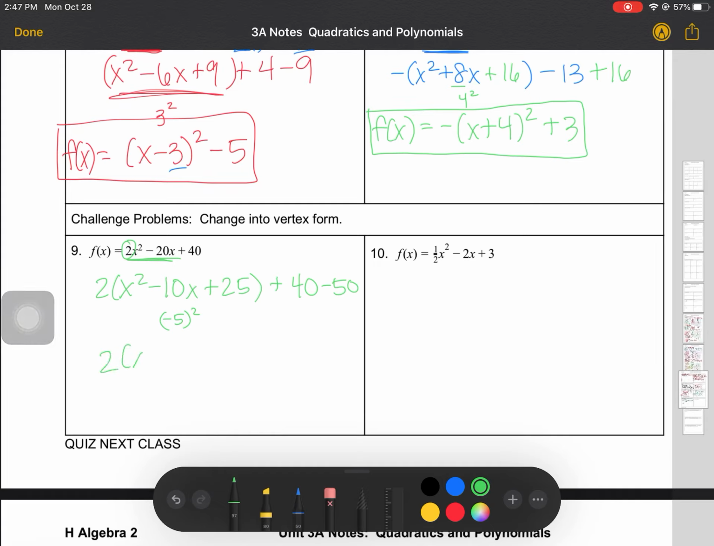Then when I go to factor, you should get x minus 5 squared minus 10 with that 2 in front also. So this is your equation in vertex form.